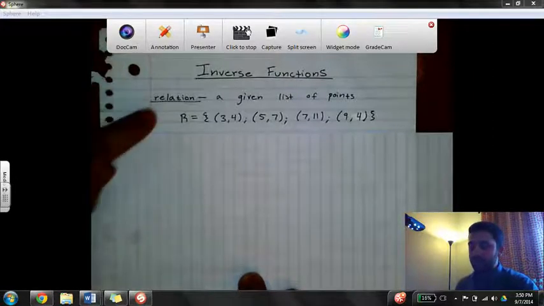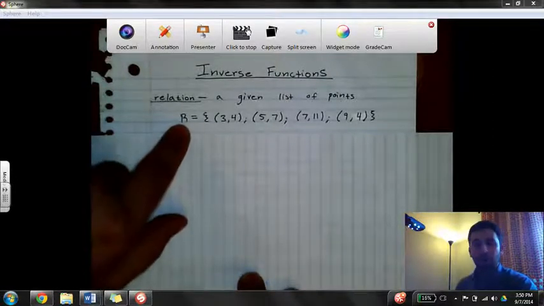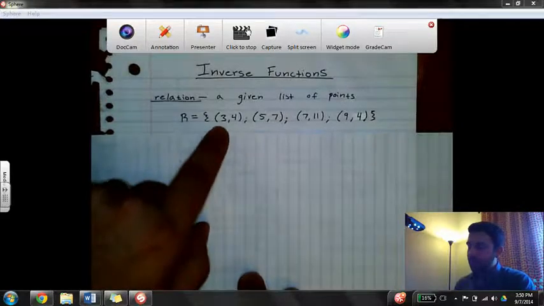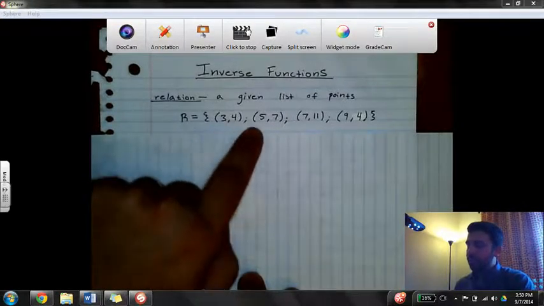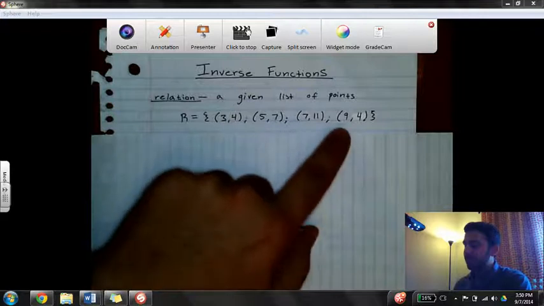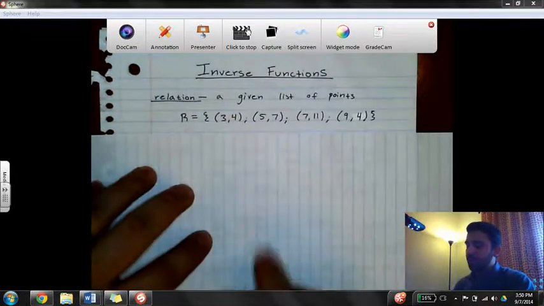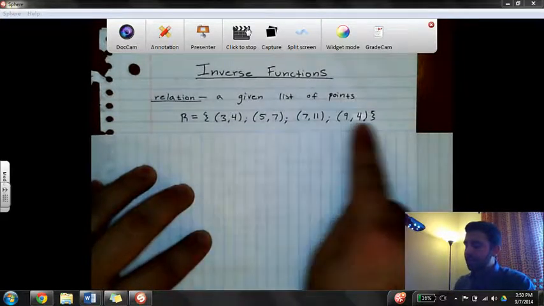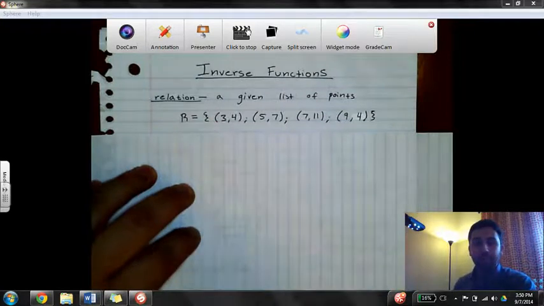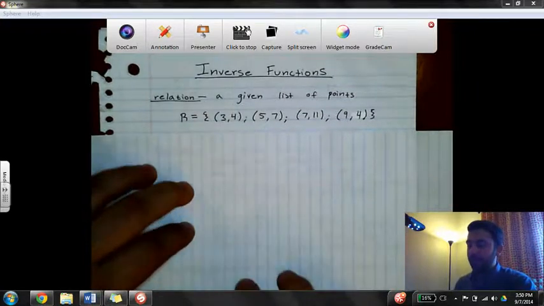So we see here the relation R is (3, 4), (5, 7), (7, 11), and (9, 4). Notice it's a list of coordinates, and remember coordinates are listed as x and y values.